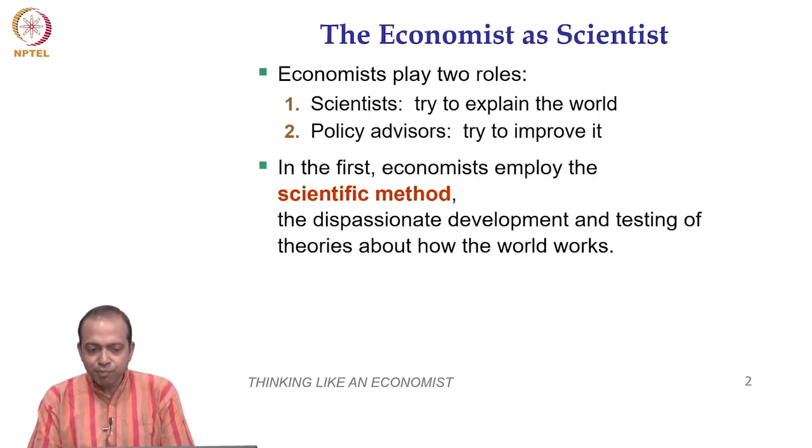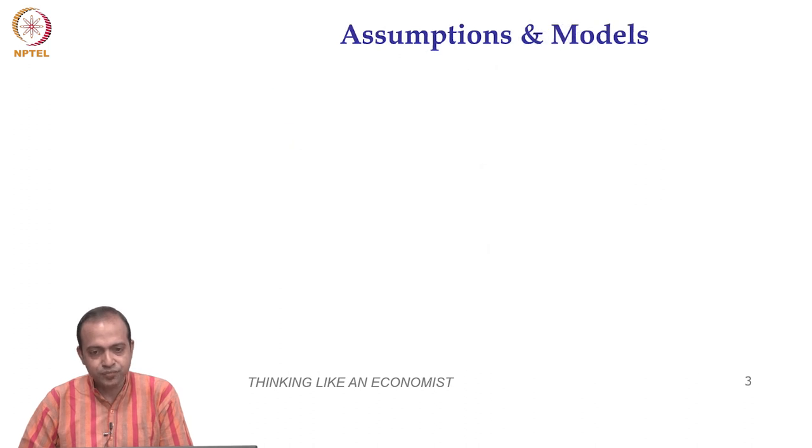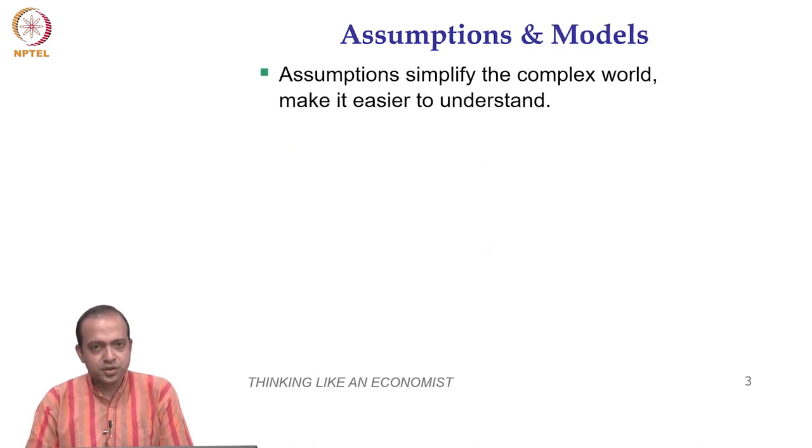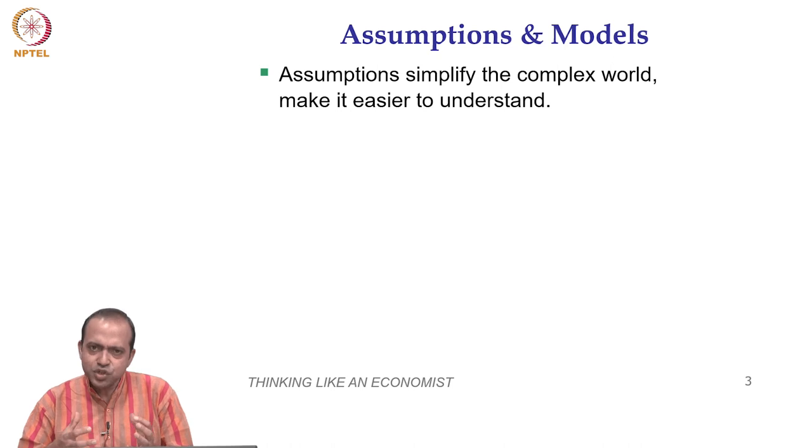So, economists employ scientific methods, as I told you already, with dispassionate development and testing of theories about how the world works. Either you have to test the theory or you have to develop your own theory. That is called a scientific analysis. Then we make assumptions, okay? In analyzing a situation, economists will assume certain things. These assumptions are basically meant for simplifying the complex world, which is easy to understand, right?